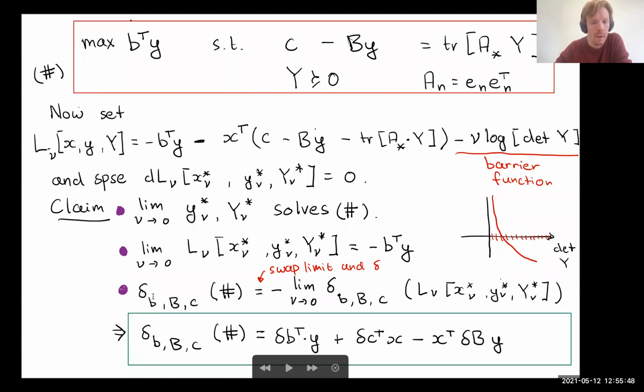So if you want to vary the original problem with respect to parameters in the original problem, then of course I can say the original problem is just the value of the Lagrangian in the limit, but I claim that you can swap taking the limit and doing the variation. And so you can vary the stationary Lagrangian and then take the limit. And varying the stationary Lagrangian doesn't involve varying x star, y star, and capital Y star to first order. And so you're done. So that is the reason for this SDP gradient formula.